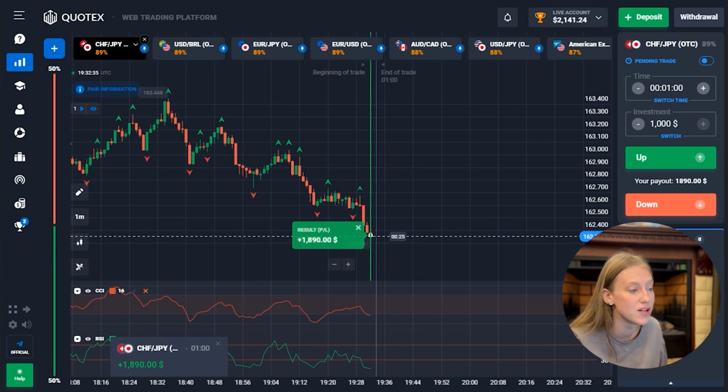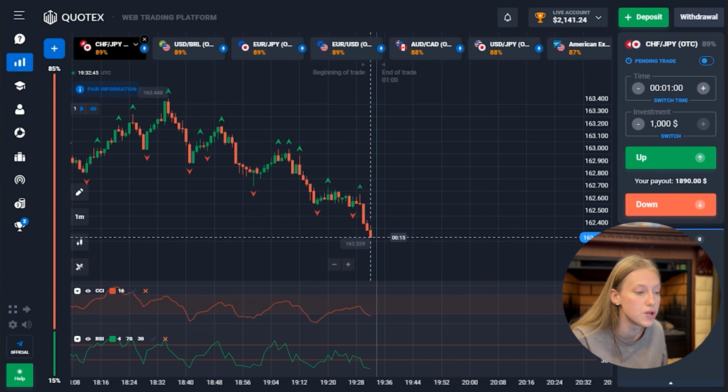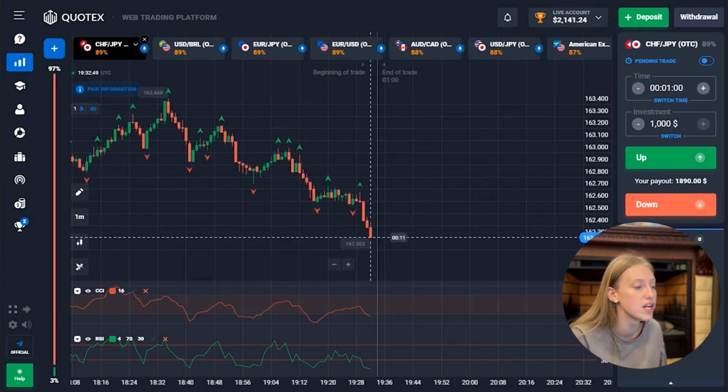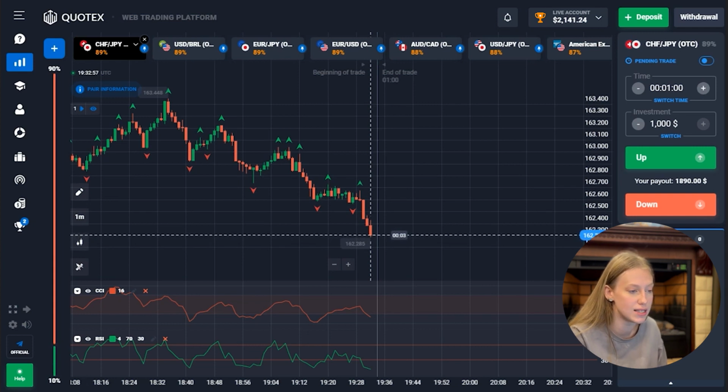Excellent result, although at one point I thought I might lose all our money. So let's keep going. My balance is already over $2,000. By the way, this 1-minute binary option strategy is better used on Quotex. And Quotex has a fairly simple interface that makes it easy and quick to understand.